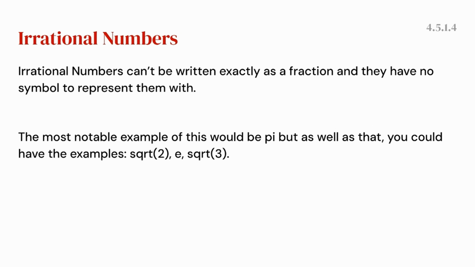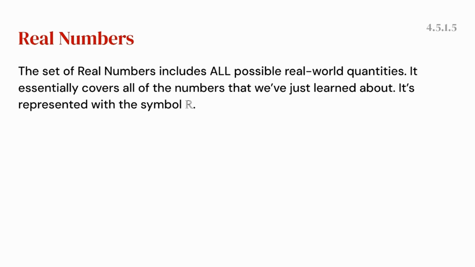Irrational numbers can't be written exactly as a fraction, and they have no symbol to represent them with, like the N, R, or Q. Now the most notable example of this would be pi, but you can have square root of 2, square root of 3, e. Moving on to real numbers, that contains everything we've just gone over, all the possible real-world quantities, and essentially covers every single number that we've just learned about. It's represented with the symbol R.